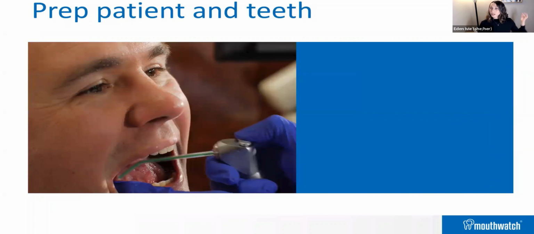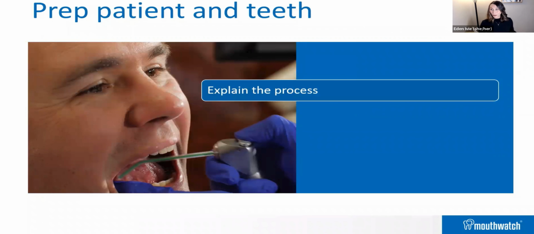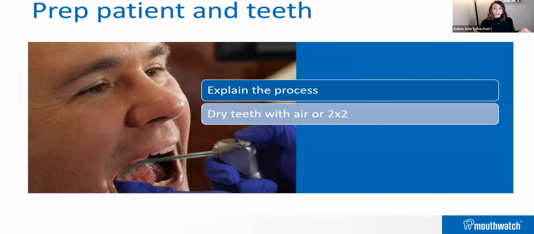So, and then of course, when we're getting ready to take those images, we want to prep the patient and prep the teeth. So we're going to tell our patient what we're doing and why we're doing it and how we're going to do it. And then we're going to dry the teeth. Now you can dry with air if you want. You can just swipe those teeth with a 2x2 or have them bite down on a 2x2.